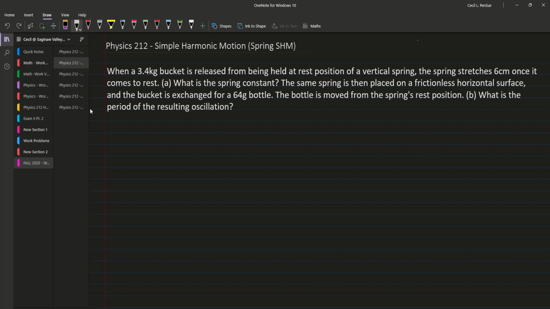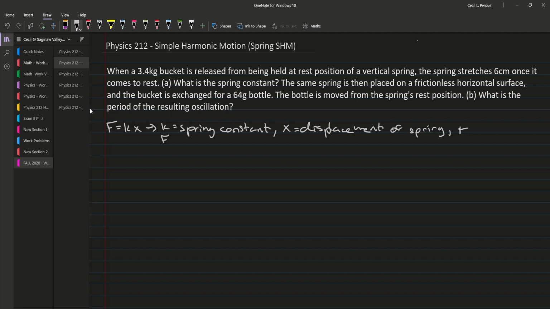For the first part, from Hooke's law, we know that F is equal to Kx, where K is the spring constant, x is the displacement of the spring, and F is the force on the spring.